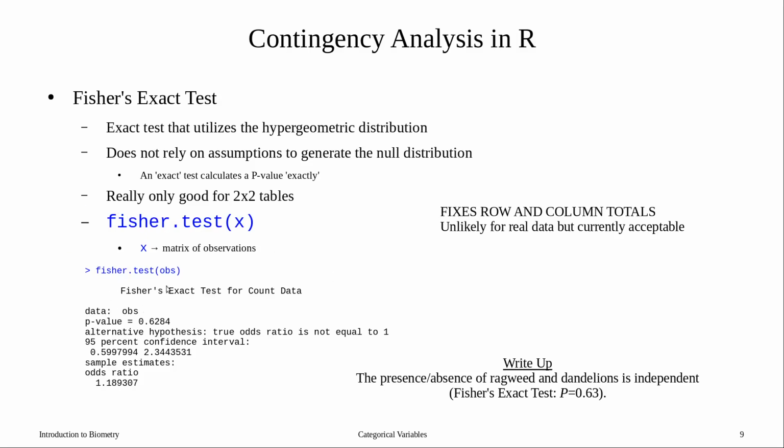So using the same test, Fisher's exact test generates a p-value of 0.6284. So again, ragweed and dandelions are not associated. There's no test statistic associated with this. There's no degrees of freedom associated with this. This is an exact test.